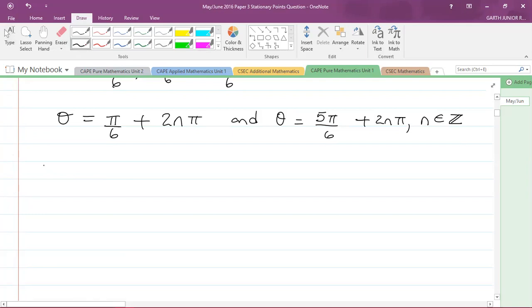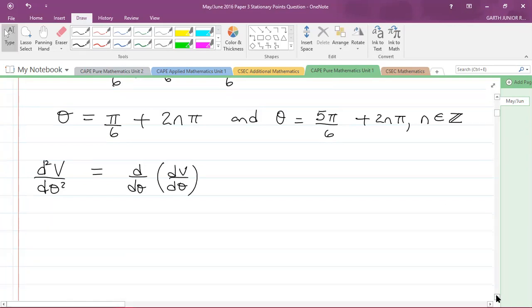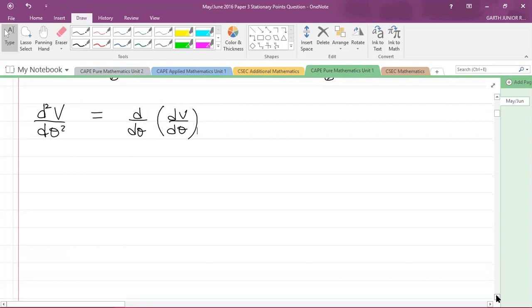So I am now going to find the second derivative. I'm going to say d2v by d theta squared. We're just finding the second derivative of v with respect to theta, so that is equal to d by d theta of dv by d theta. We're differentiating dv by d theta with respect to theta. That's what that means.